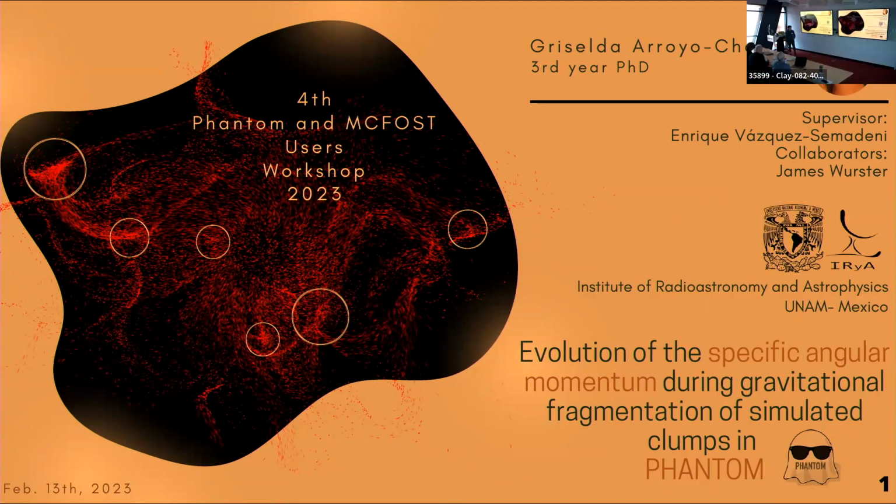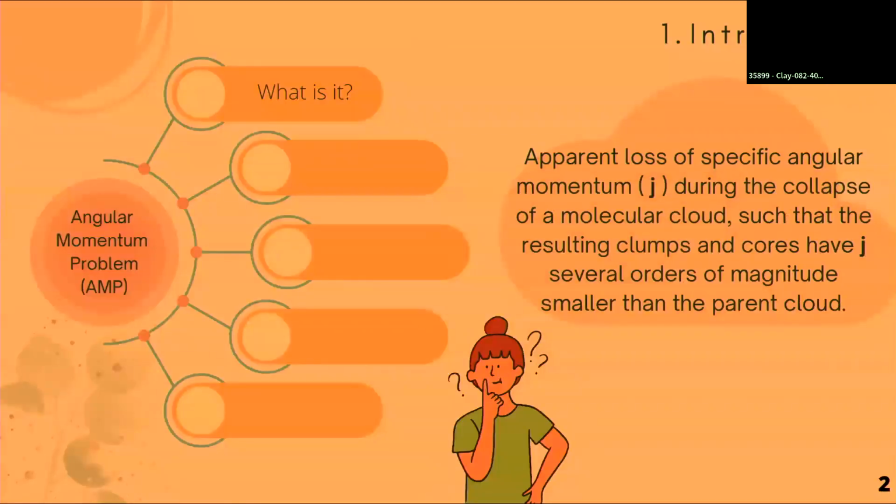It's a numerical study in which we have been trying to figure out how the specific angular momentum, or per unit mass, evolves and redistributes during the gravitational fragmentation of a molecular cloud. And today we show you how an SPH code like Phantom can help us to understand the angular momentum transfer mechanism in clouds. So, just a quick introduction.